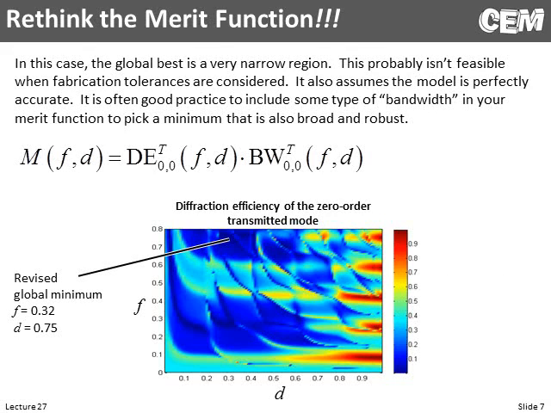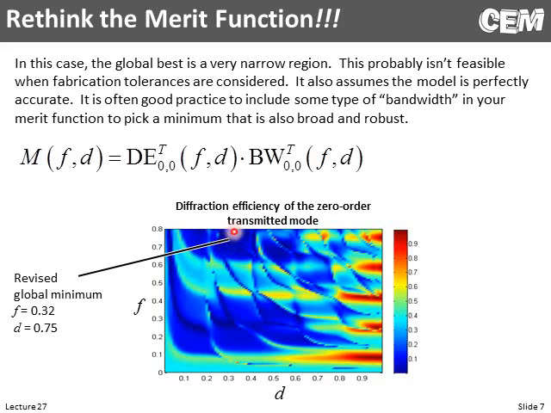So here, we've revised our merit function actually to take into account bandwidth. We not only want a low diffraction efficiency, maybe we want broad bandwidth. And so we need to consider these together. So for example, while the best or the smallest number might exist right here, we also see it exists over a very narrow range of F and D, and that may not be physically realizable because maybe we can't manufacture a device to those kind of tolerances.